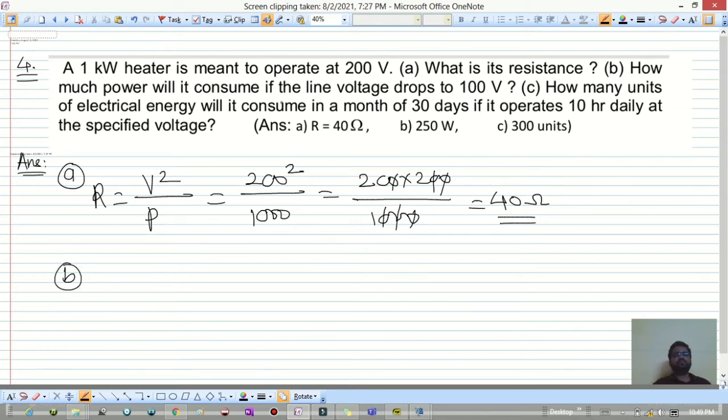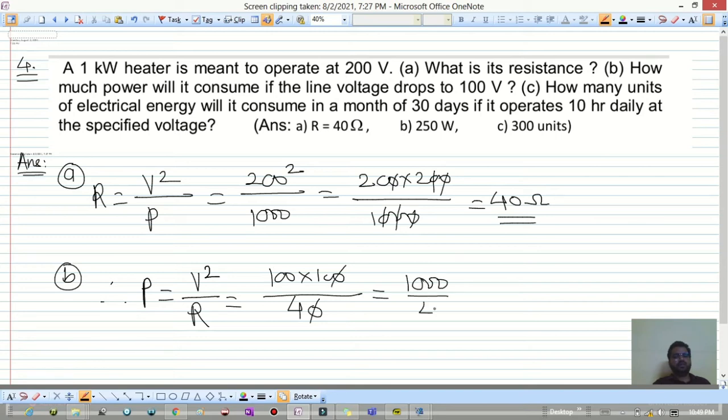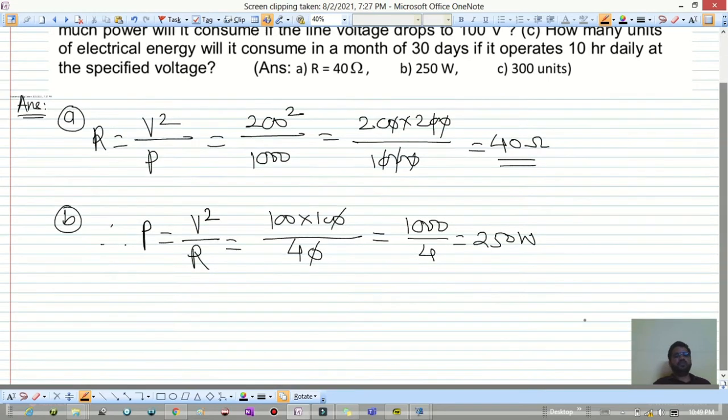Now second one, how much power will it consume if the line voltage drops to 100 volt? So if the line voltage drops to 100 volt, what is the power consumption? Power is equal to the V square that is applied divided by the resistance. So what is the applied voltage now? 100 into 100 divided by, what is the resistance? Just now we have calculated, and that is 40. So this gets cancelled. We have 1000 divided by 4, which is equal to 250 watt. I hope this is clear.